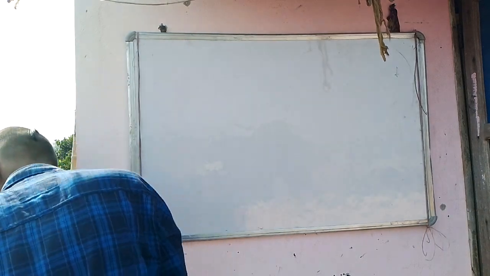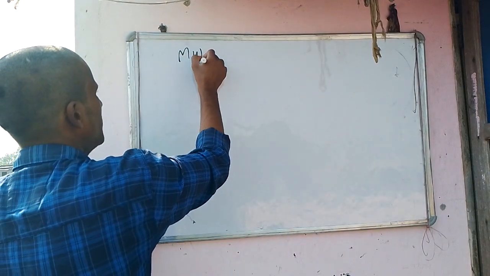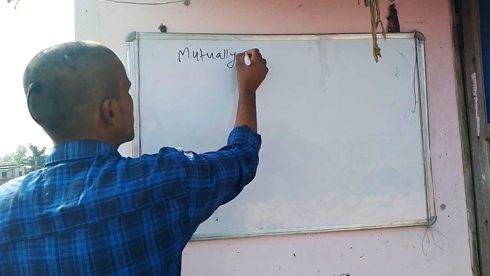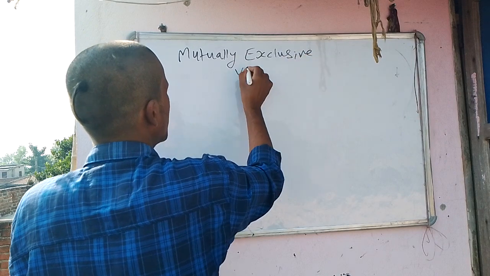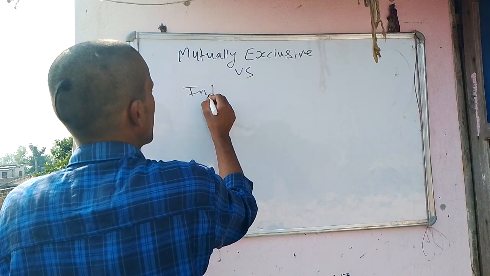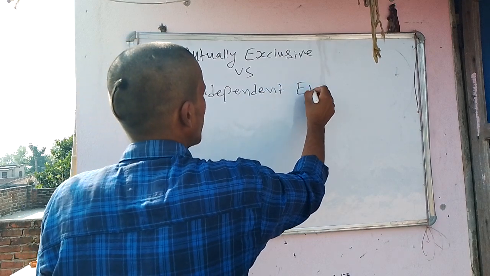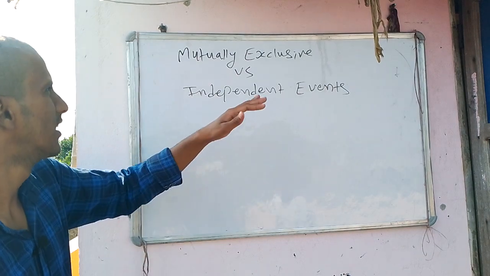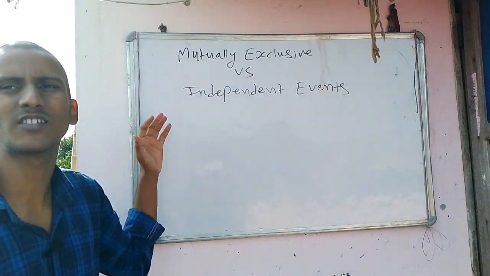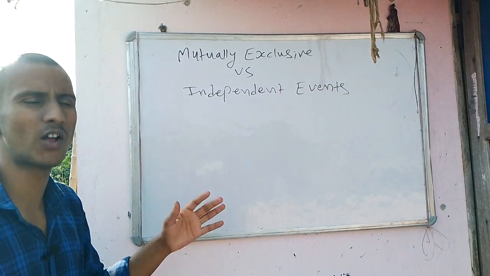So, mutually exclusive versus independent events. What is the difference between them? Some people confuse them and think mutually exclusive and independent events are the same, but they are not. They are two different concepts.